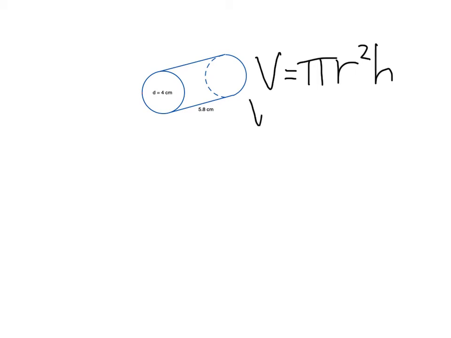Let's substitute what we know. So the radius of our circle, all right, we're shown here that D equals 4 centimeters. Well, D is diameter. Diameter is all the way across. So radius is only halfway across. So the radius of that circle is going to be 2, not 4. And then the height of our cylinder, even though it's laying down, we would call that the height, it's the length of the cylinder shaft. That's 5.8.